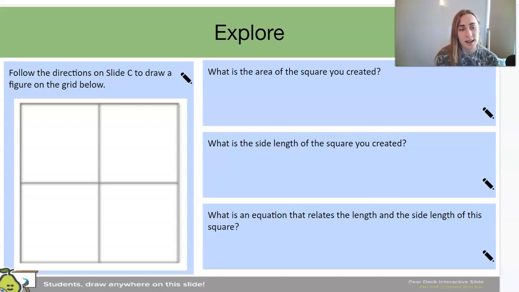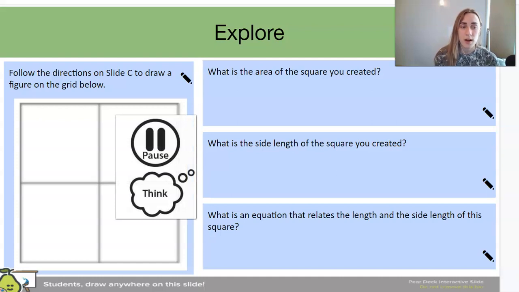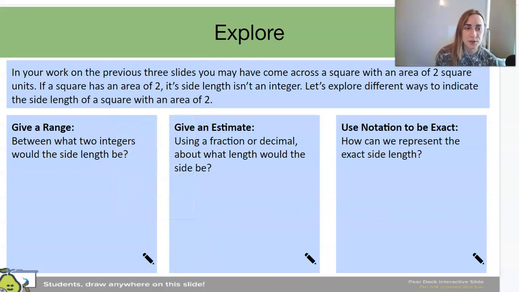So start on slide E, draw your square, and then move on and do the same thing on slides F and G, making sure to answer all 3 questions on the right. So pause and take the time you need to do 3 differently sized squares on slides E through G. Now that you've had your time to draw your 3 differently sized squares, talk about the side length, talk about the area, and show how they're related with an equation, we're now on slide H of our Explore section.